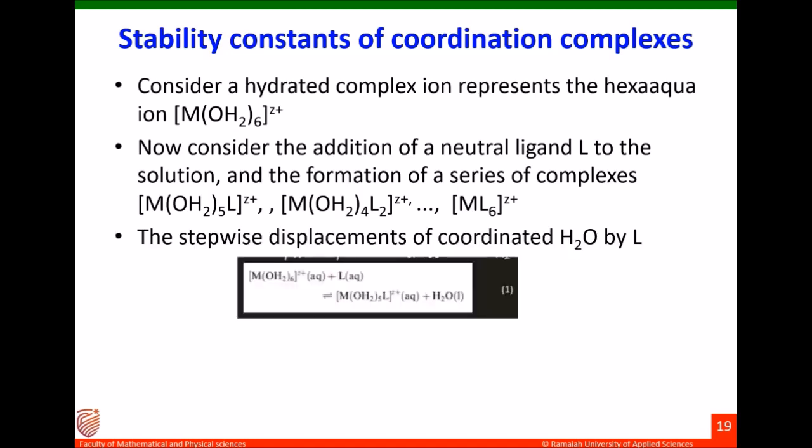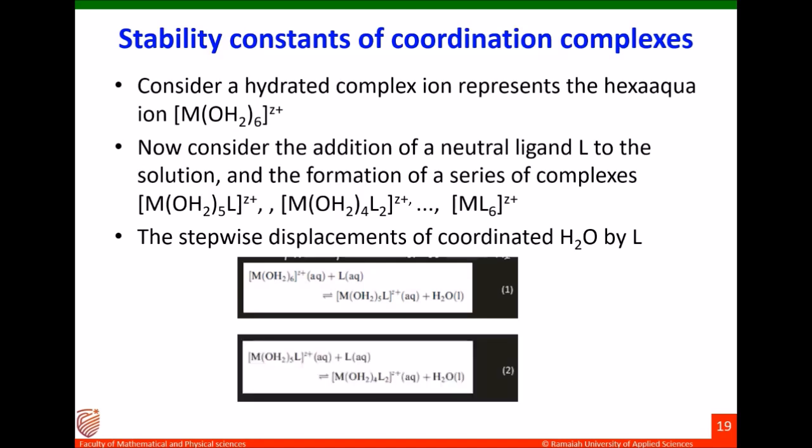The first equation will be [M(OH2)6]^(z+) reacting with the ligand. A replacement reaction, or a displacement reaction, occurs where one H2O is replaced by the ligand L. So the equation will be [M(OH2)6]^(z+) + L gives [M(OH2)5L]^(z+) + H2O. So it is a displacement reaction.